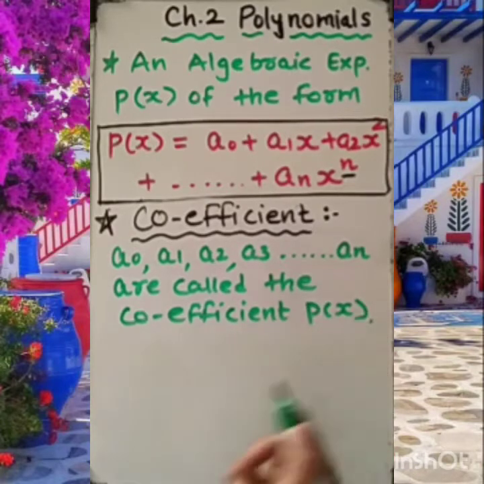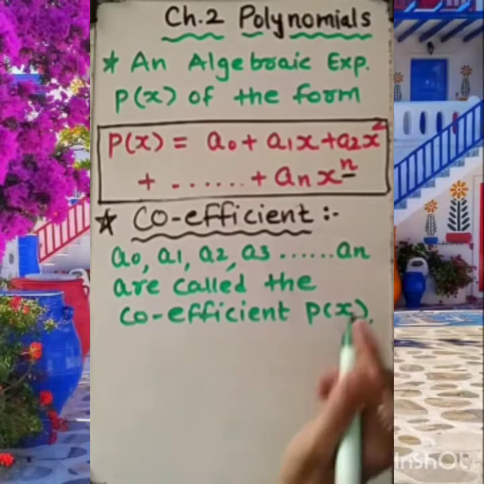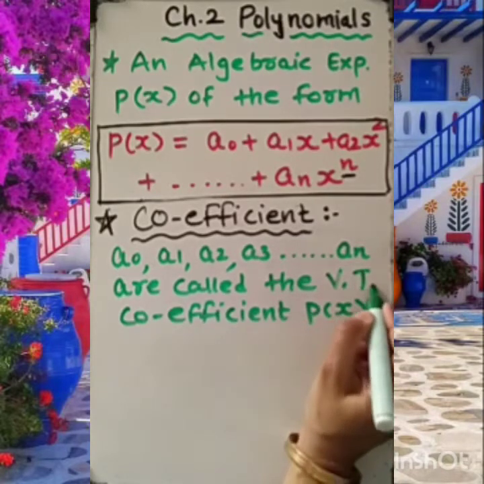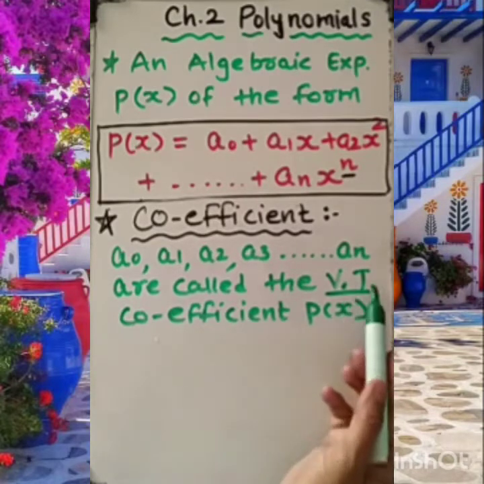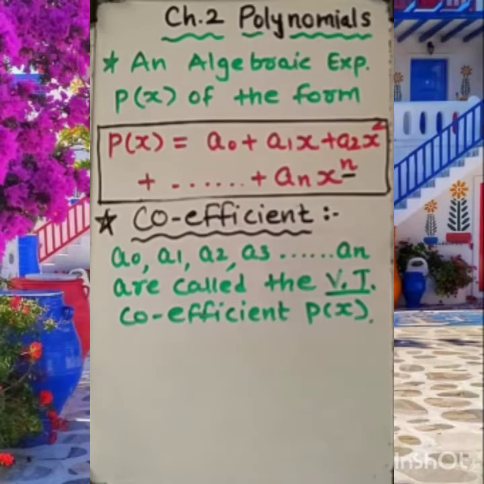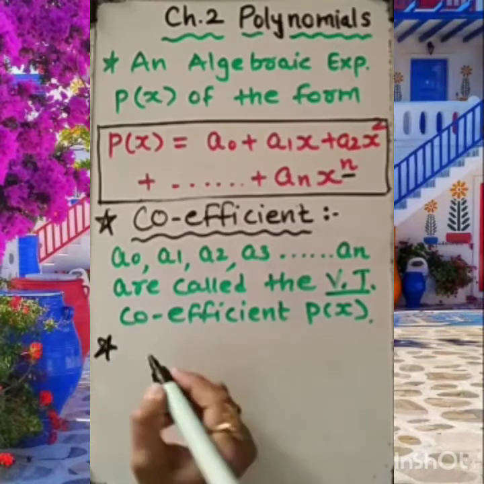Coefficient of p(x) means the coefficient of the various terms of the polynomial p(x). This is the coefficient of various terms. You can also write VT to mean various terms. Coefficient of various terms of p(x). Clear to you?